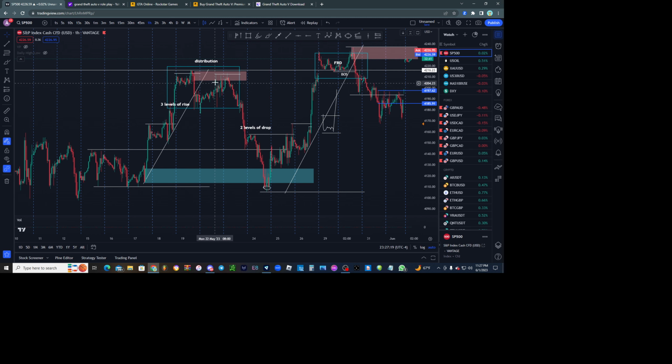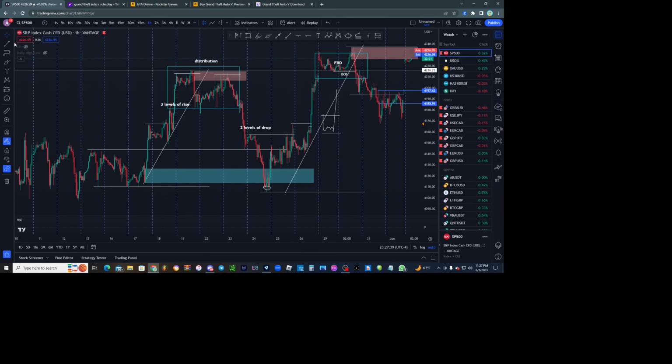We got a supply zone resting above up here. Price comes back to retest that supply zone before coming down two levels. It doesn't always have to drop three levels. It could be two levels, and it could drop down four levels. You know what I mean? But it tapped into the demand zone.